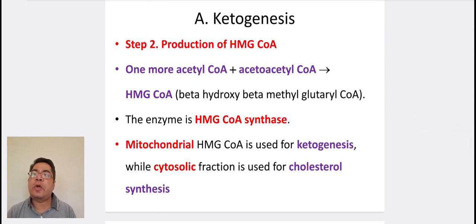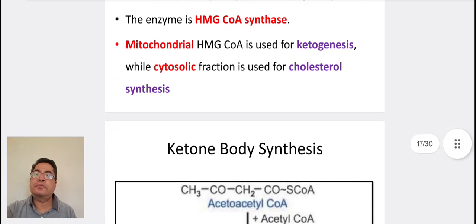Second step is production of HMG-CoA. One more acetyl-CoA plus acetoacetyl-CoA gives HMG-CoA, that is beta-hydroxy beta-methyl glutaryl-CoA. The enzyme is HMG-CoA synthase. The mitochondrial HMG-CoA is used for ketogenesis, while cytosolic fraction is used for cholesterol synthesis.